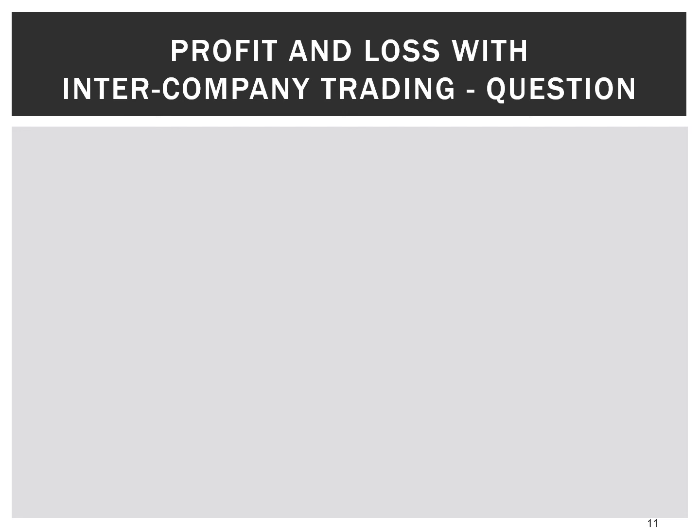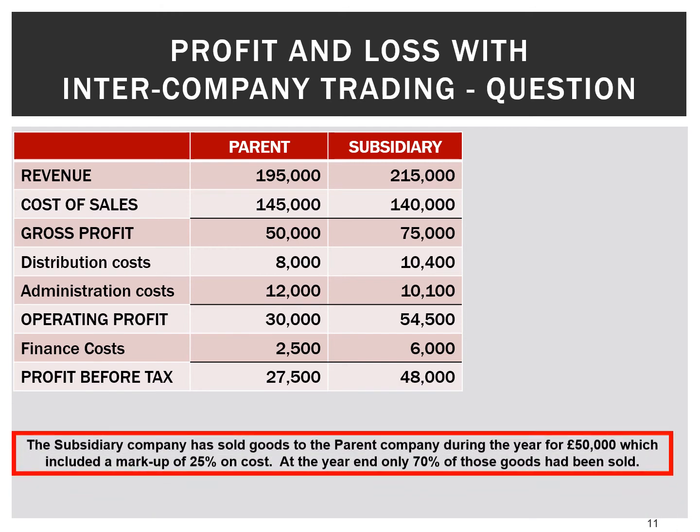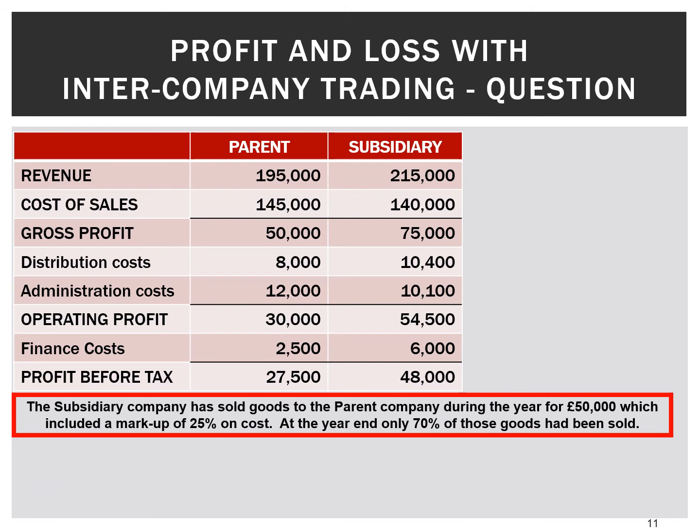So here's a question that I'd like to have a go at. Here we've got the parent company and the subsidiary company's profit and loss accounts, and in this question we're told that the subsidiary company has sold goods to the parent company during the year for £50,000, and that includes a markup of 25%. So that £50,000 selling price represents 125% of the original cost to the subsidiary.